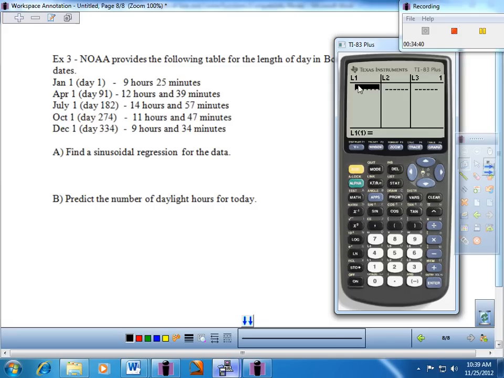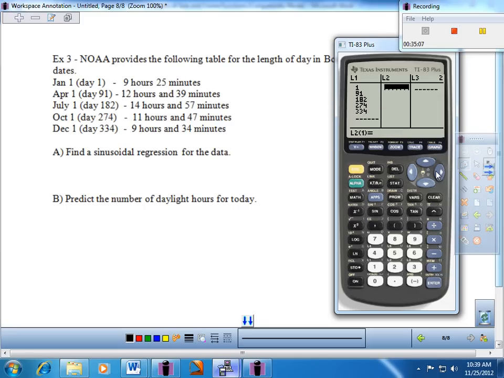So X is going to be our list 1. Y is going to be our list 2. X is the day of the year, of course, the independent variable. So that's what I have, 1, 91, etc., etc. here. Let's get those in quickly. You're probably a quicker typer than I am. But please do this with me. Don't just watch up here. I need you to be able to execute some of this as well.